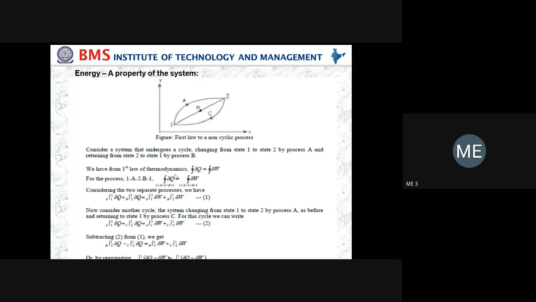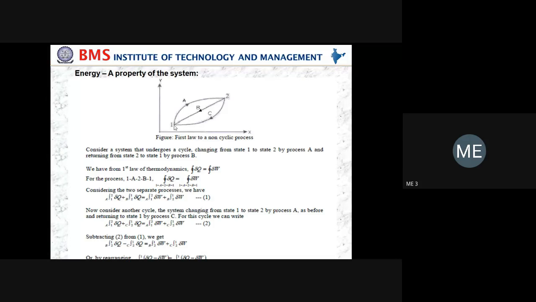So first you write the first law of thermodynamics statement, and then split the process: integration of dQ for the process 1 to 2 following path A plus integration of dQ from 2 to 1 following path B equals the integration of dW between state points 1 to 2 following path A plus integration of dW from 2 to 1 following path B. We call it equation number 1. Now we are going to consider this part. Instead of path B, we are going to consider path C.